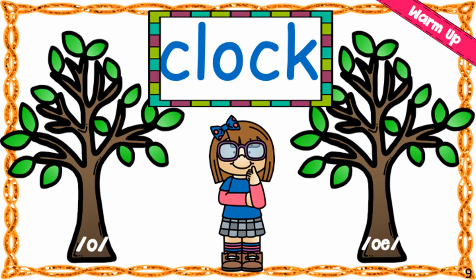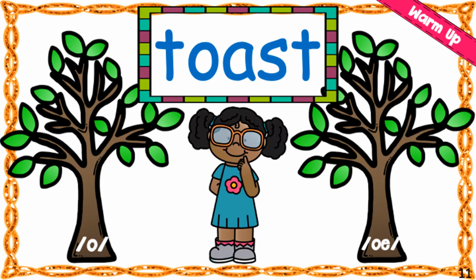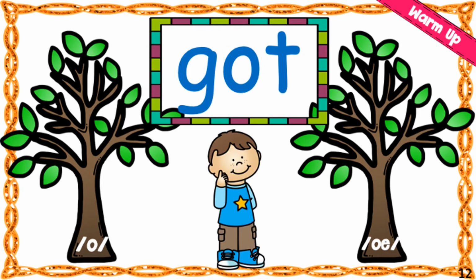The word clock. Clock. Is it our short O or our long O? Good. It would go to the short O, the one to the left. What about this word? Can you tell me this word? Good. It's toast. So which tree would toast go on? It would go on the long O, the one on the right. What about the word got? It's your short O, right? It says ah. So we're going to put it to the one on the left.